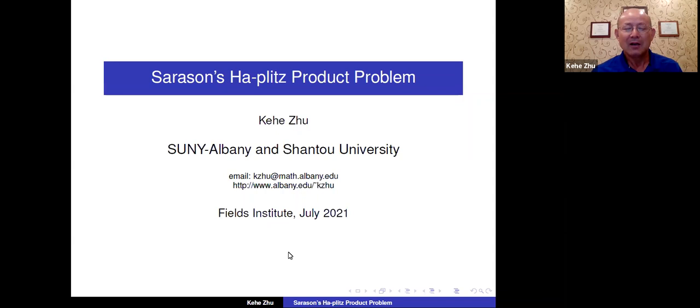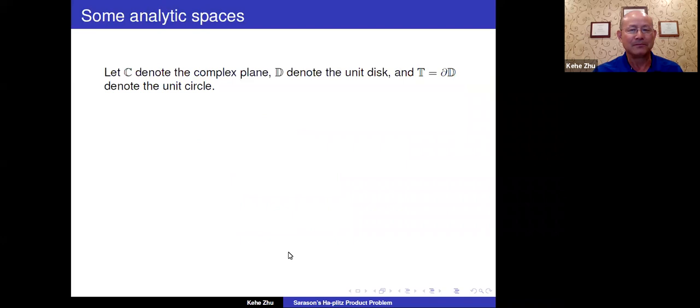Okay, so more specifically, I want to talk about Sarason's Toeplitz product problem. This is a problem that has been around for many years. I got involved in this starting from about 10 years ago. The initial problem you'll see later is about Toeplitz operators on the Hardy space and the Bergman space, but clearly the problem makes sense for the Fock space. So my starting point over here will be the spaces I want to define my operators on. I will introduce three function spaces.